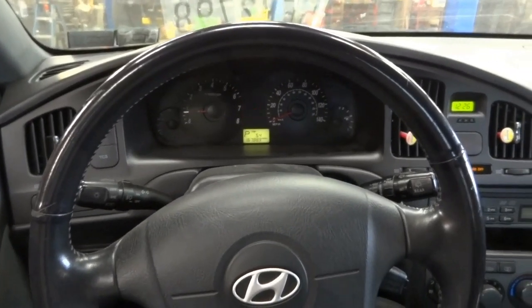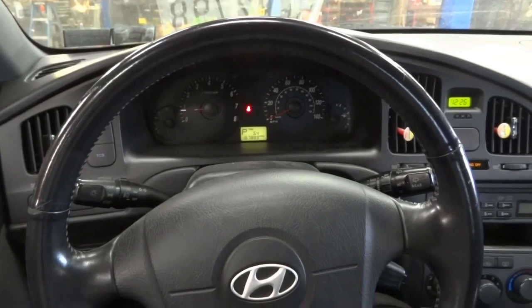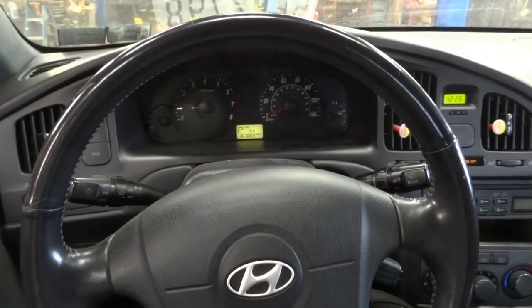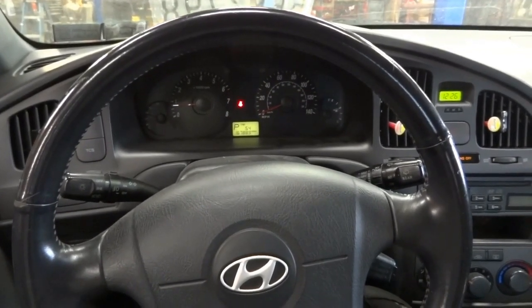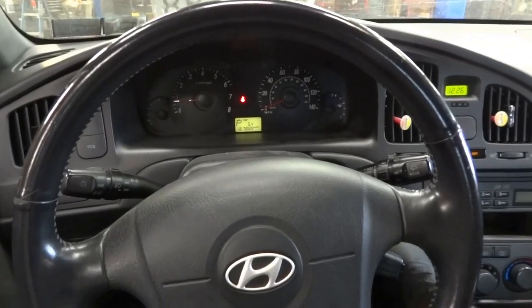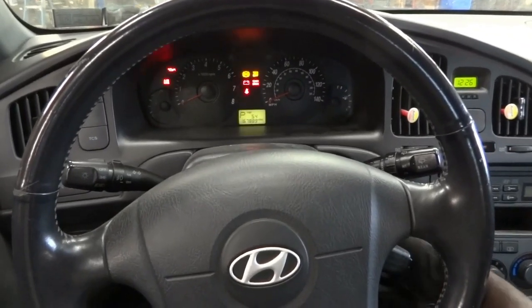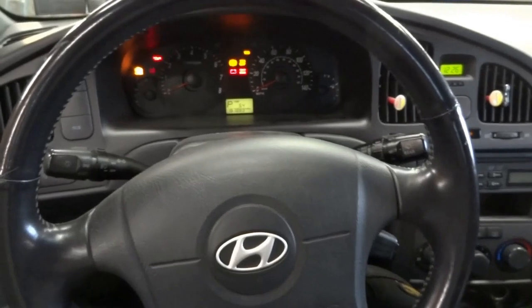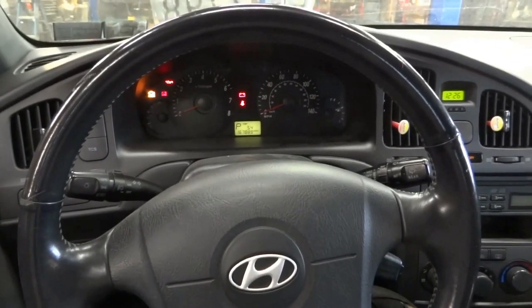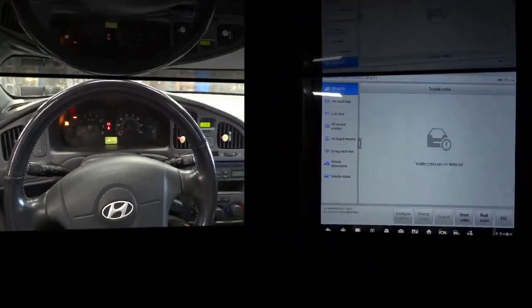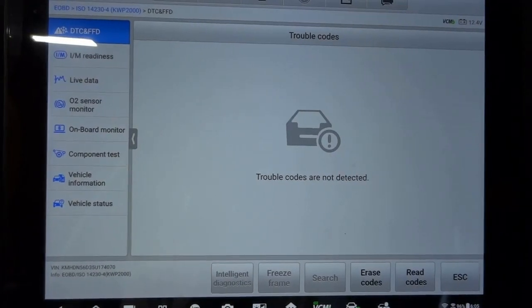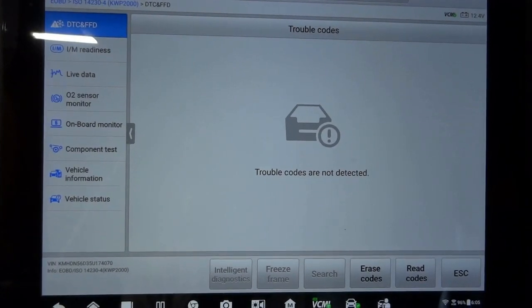Actually, before we go on a test drive, I want to scan the vehicle to see if we have any pending codes in the engine computer. So let me turn off the engine. Let's turn the key to the on position. I'm gonna get the scan tool connected and then I'll bring you guys back up. So right there, as you can see, we don't have any trouble codes in the engine computer.